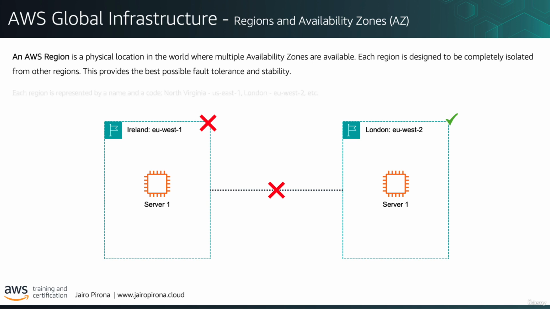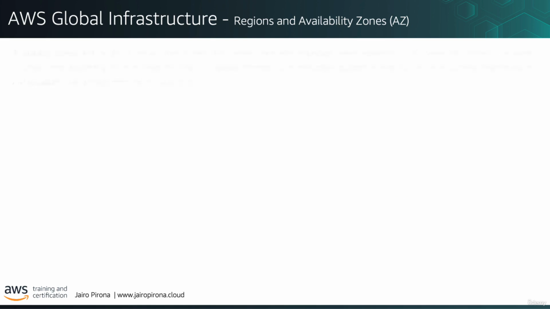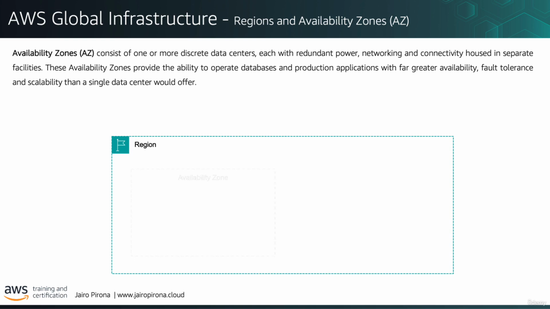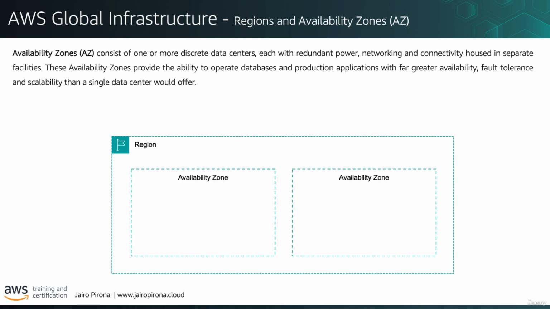Now, each region is represented by a name and a code. For example, the Northern Virginia region is represented as US East 1. London is represented as EU West 2, and so on. Within these regions, AWS uses physical facilities to provide services to its customers. These facilities are known as availability zones. Think of them as data centers. An availability zone can consist of a single data center or multiple data centers. There is no way to know since AWS does not disclose this information, but essentially, an availability zone is a facility within a region from which AWS provides its services.